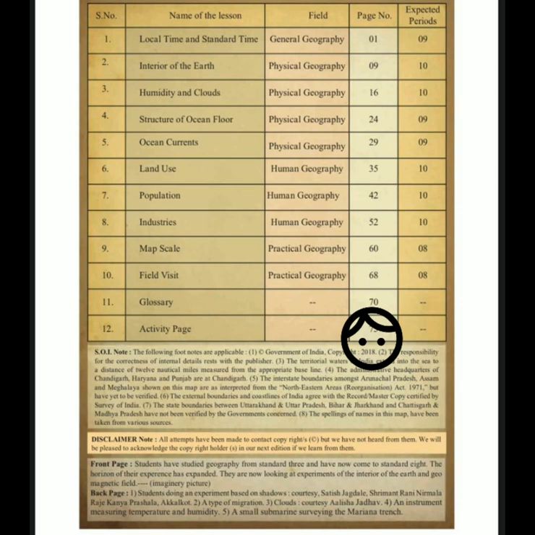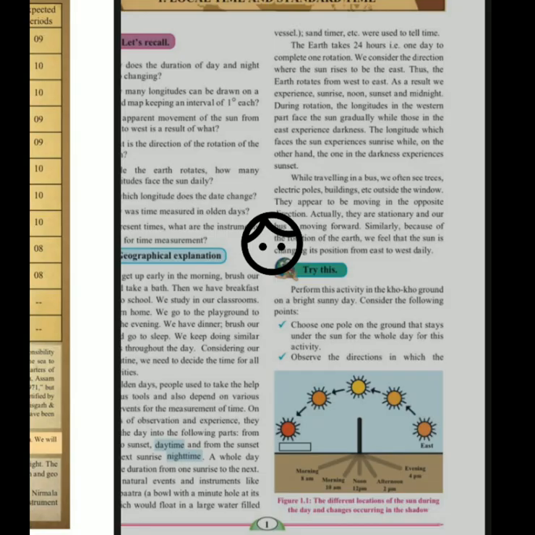Now if you see, my dear students, you can observe the same things in your textbook's table of contents. You can see physical geography as the first part, and the next 4 lessons are human geography. So basically in your textbook also we can see how physical and human geography are interrelated. Population, land use and industry are human aspects, and the ocean, the structure of the ocean floor, the currents, the humidity and the clouds, the interior of the earth, all these are physical geography. So we are going to study all these things.